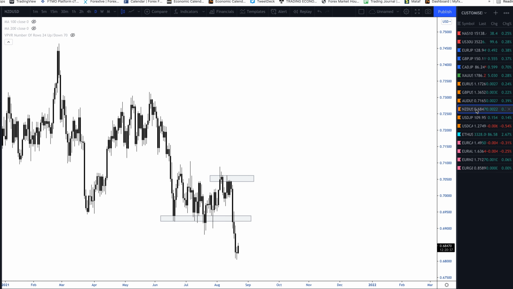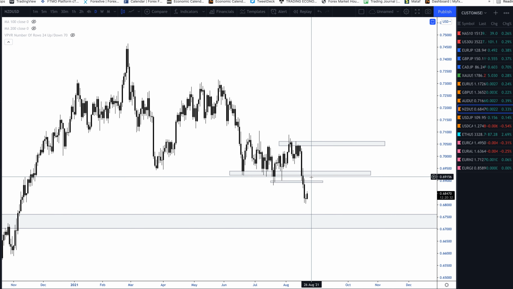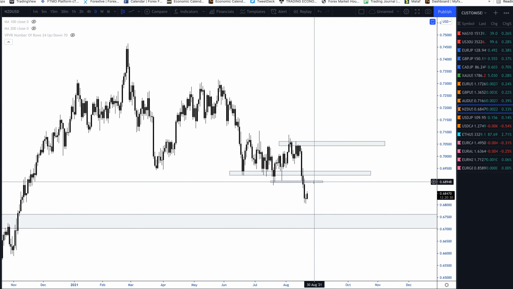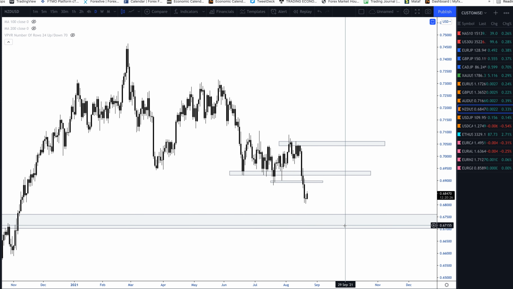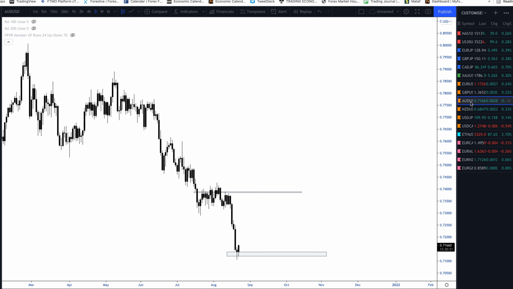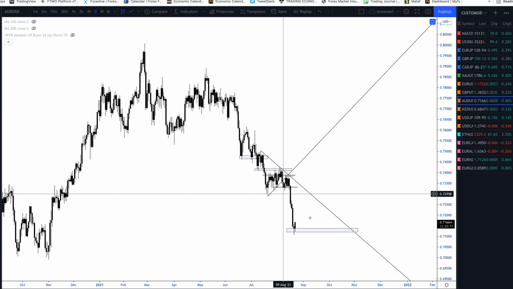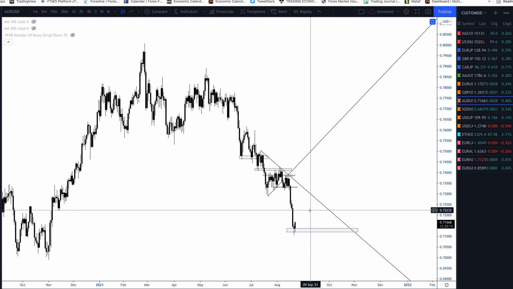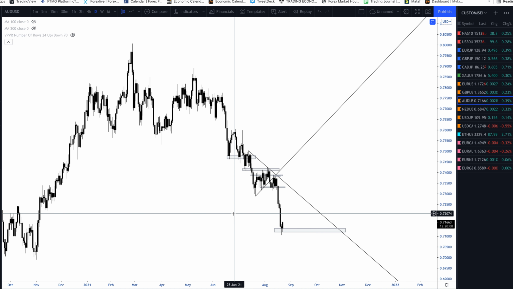AUD USD and New Zealand dollar move in correlation, so in positive correlation. So we could, if price rejects either from this level or this level, we could move further down, and then that would give me an indication on AUD USD, and I'd be looking for a short position on AUD USD as well, depending on how much volume comes into the market on New Zealand dollar.